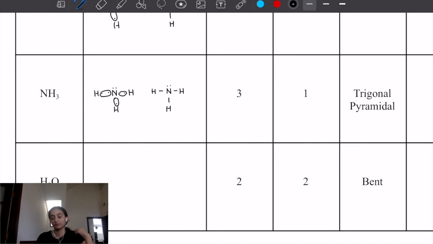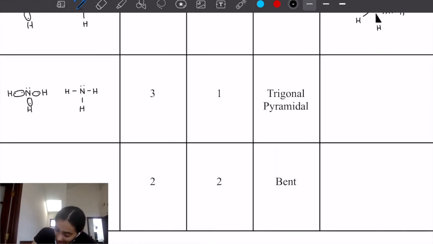So the trigonal pyramidal VSEPR diagram has 3 atoms bonded to the central atom and 1 lone pair on the central atom. So I'm going to draw it like this. We have a flat wedge, a wedge coming outwards, and 1 going back into the page. Each one of these has a hydrogen, and the nitrogen has 1 lone pair on top.